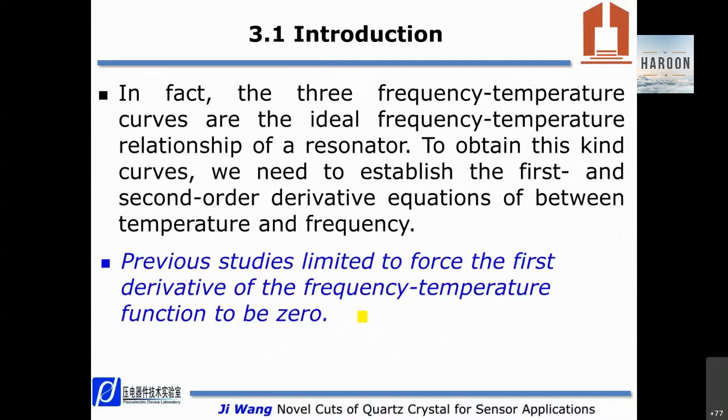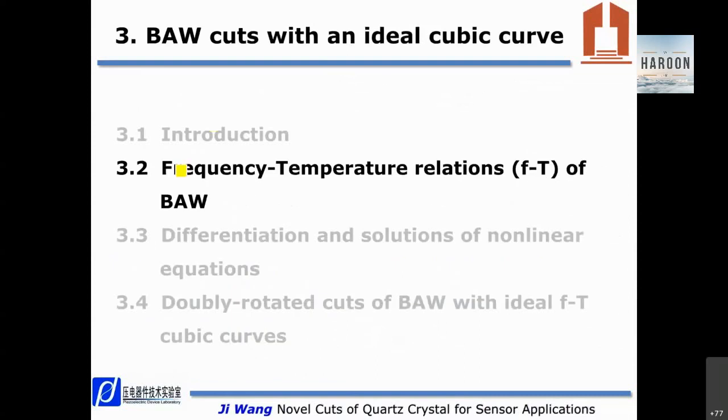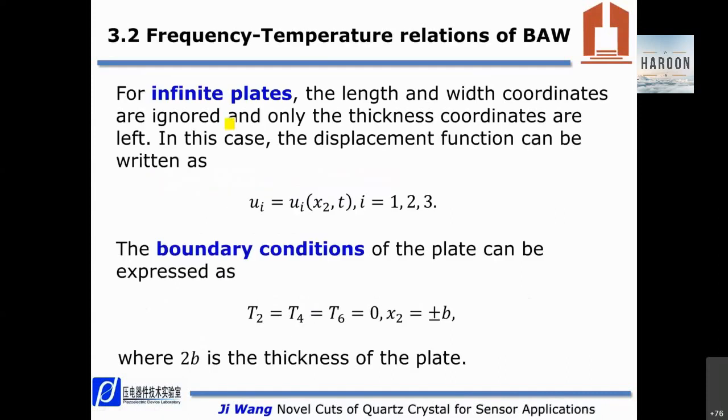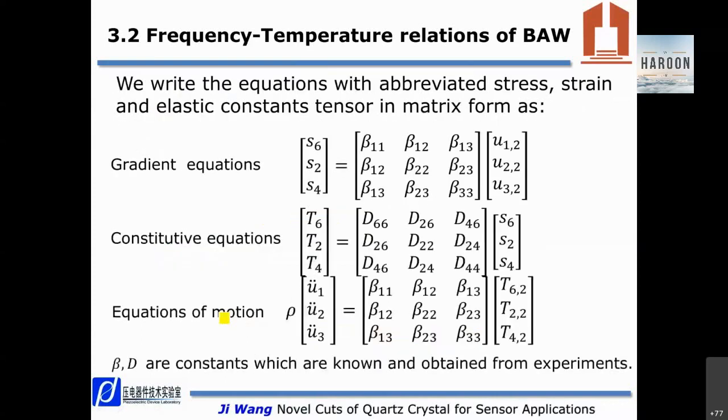So how do we do that? Well, we start from a formulation of frequency temperature relation of both, with the theory I just mentioned, the incremental thermal field theory. So we start with a plate, quartz crystal plate, for its vibrations, with displacement. There are three displacements and the boundary conditions on the surface of the plate are free. So we have the strains, we have the stresses, we have the equations of motion. All of them are in matrix form, so it will be easy for the study or calculation.